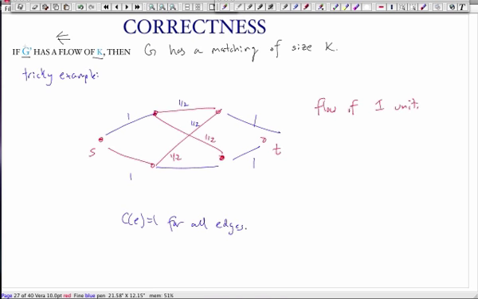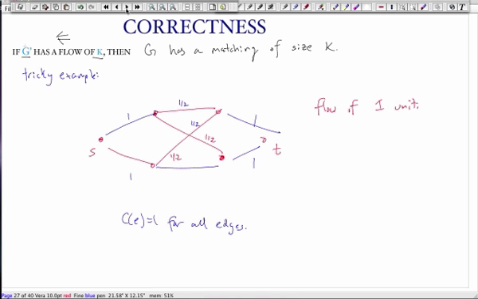The value of a flow is essentially all of the material leaving the source. Because of all those other constraints, that means that's all the material coming into the sink. So, you see, it's a tricky problem.